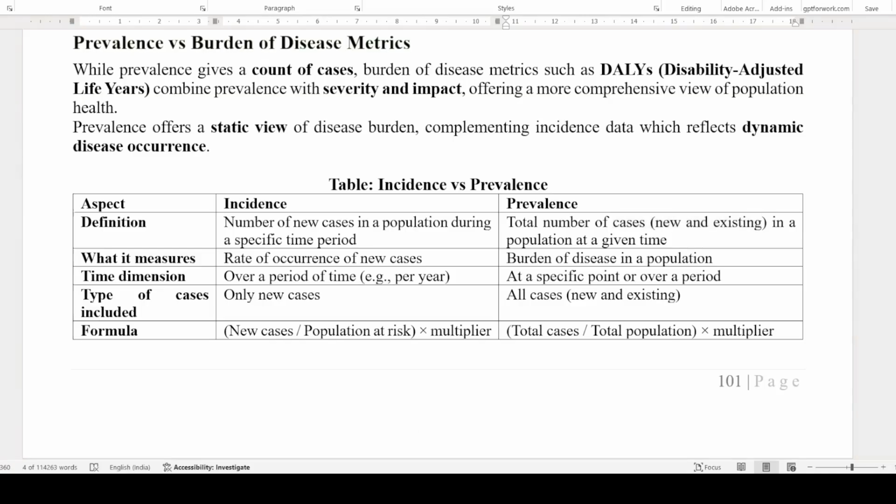Time dimension: incidence means over a period of time, and prevalence means at a specific point or over a period of time. Then cases: only new cases are included in the incidence, while all cases are counted under the prevalence. So the formula is new cases divided by population at risk multiplied by a multiplier, that is 1000 in the case of incidence, and for prevalence we have the multiplier as 100.